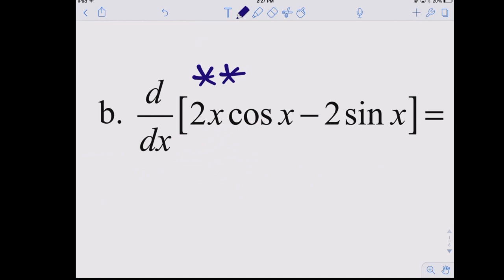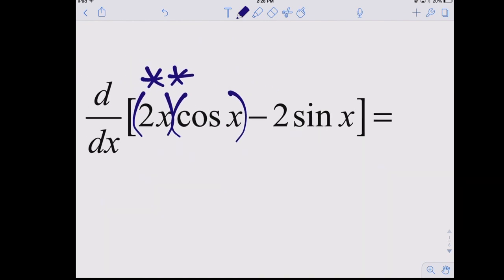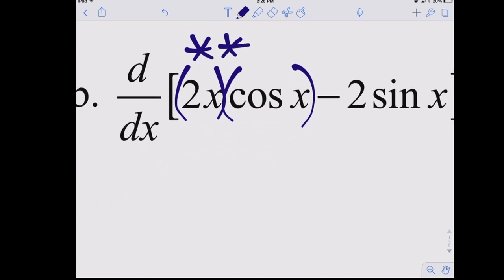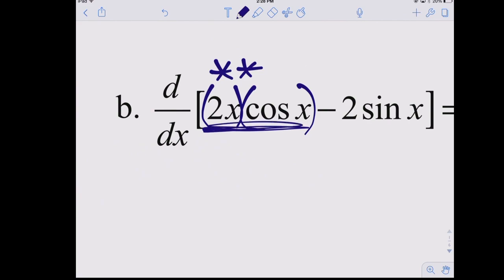You have a 2x, which you could think of as one function, times the cosine of x. I personally like to add the grouping symbols, especially in the beginning as I'm learning how to do things, because they help me see factors. And then minus 2 times sine of x, but 2 is not a variable function, right? So I don't have to think of 2 sine of x as two factors at all. It's just one function, sine of x. So one term at a time. Let's do the first one first.